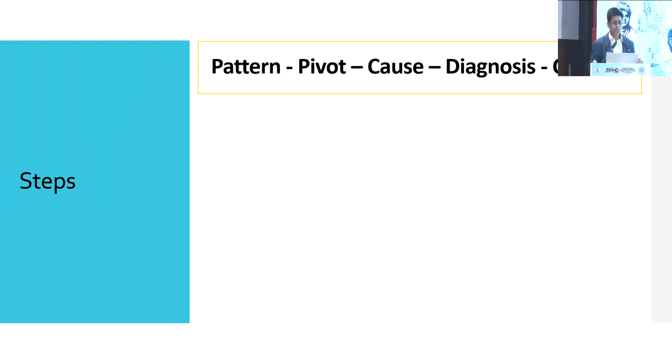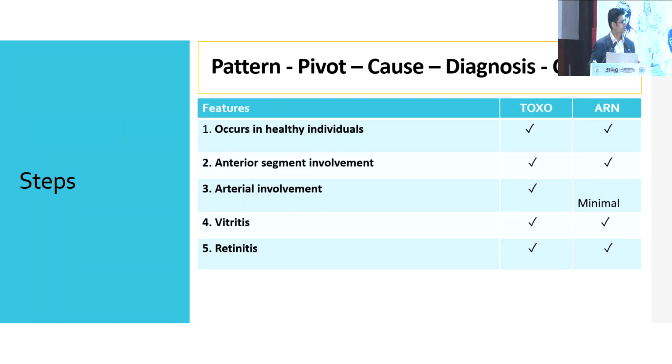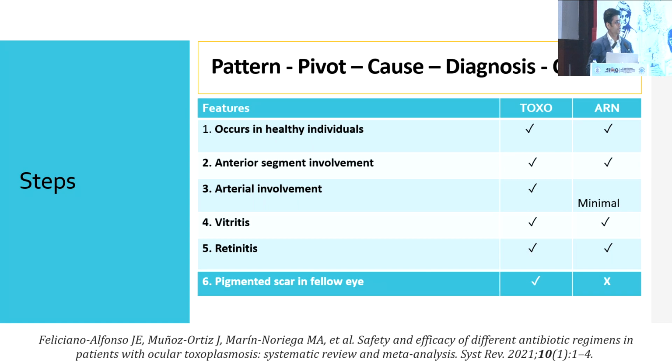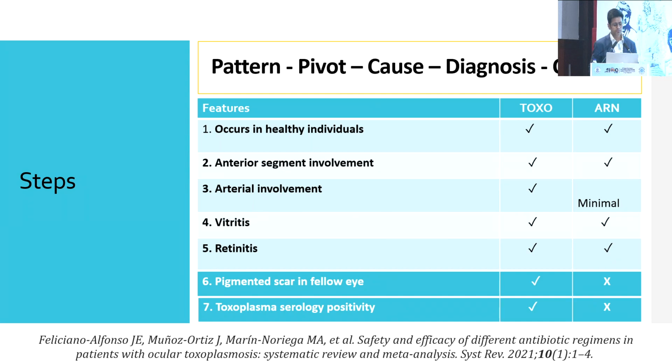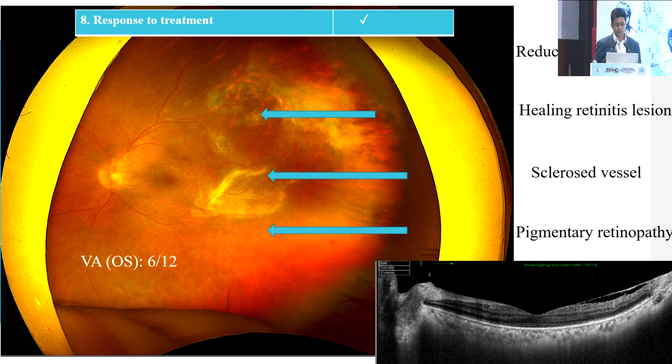So putting the pattern, pivot, cause and diagnosis, confirm, the art of diagnosis, into the picture, we had two basic differentials: toxo and ARN. All these findings were quite similar in both of them, until we saw the other eye, in which there was a pigmented scar, which was more towards toxo. When we went ahead with serology, it was positive, and then we treated this patient, and the patient showed a good response and improvement.